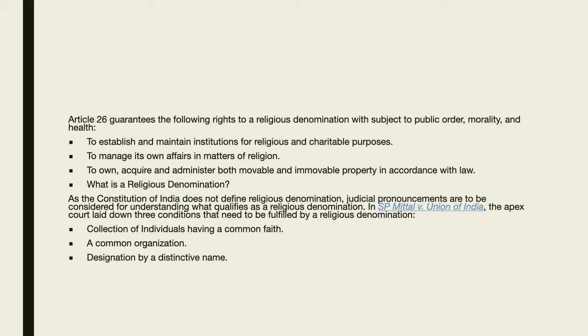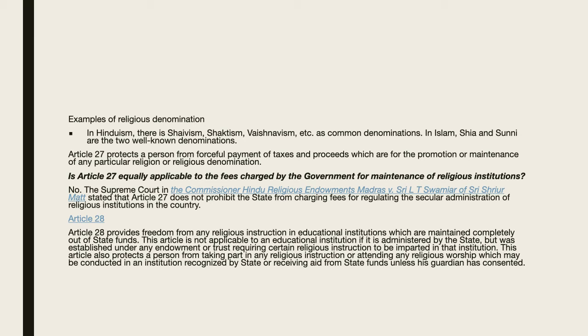In SP Mittal versus Union of India, the Apex Court laid down three conditions that need to be fulfilled by a religious denomination. First is a collection of individuals having a common faith. Second is a common organization, and third is a designation of a distinctive name. If these three things exist, then it is a religious denomination. Examples of religious denominations: in Hinduism there is Shaivism, Shaktism, Vaishnavism; in Islam there is Shia and Sunni.